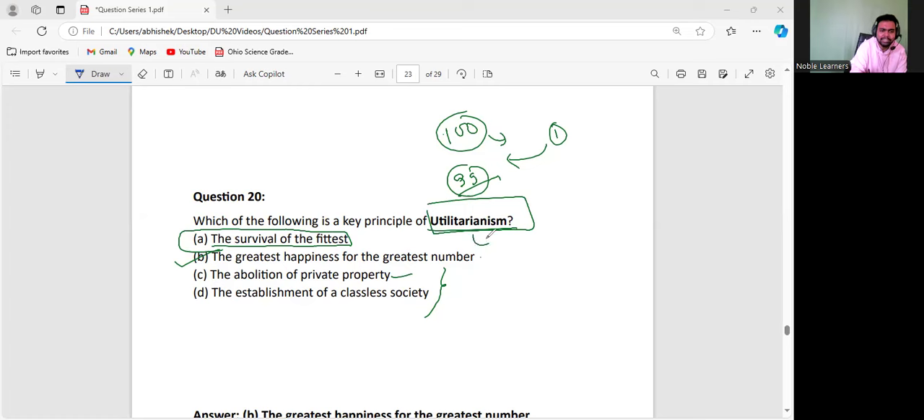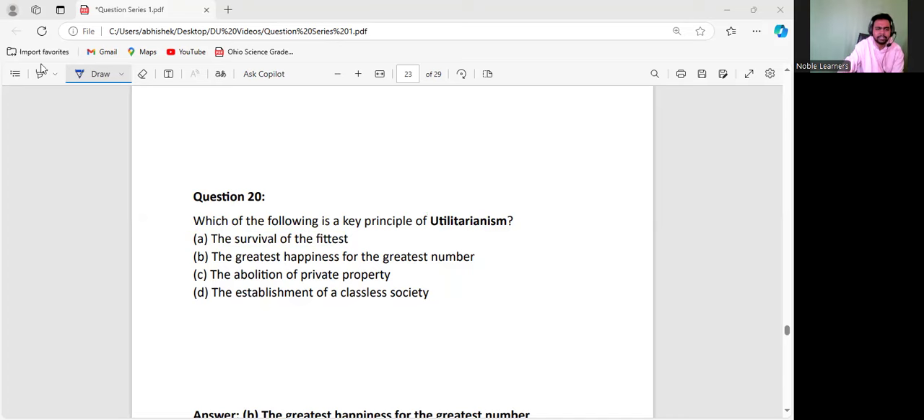In utilitarianism, it's not talking about the welfare of all. It's talking about sacrificing a few people, and after sacrificing a few people, promoting the happiness of the maximum number of people. But what if it is you who has to sacrifice your happiness? You will not be ready for this. So there is a lot of contradiction, and this is the criticism made by John Rawls later on. So let us understand the next one.